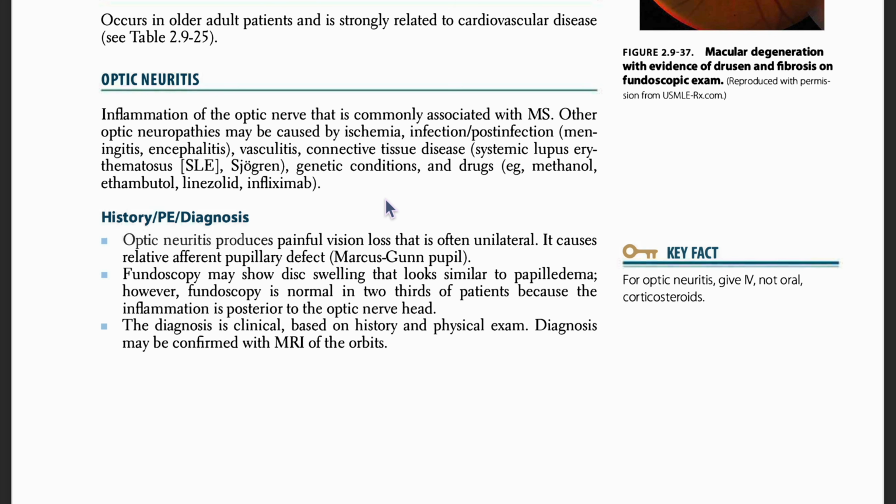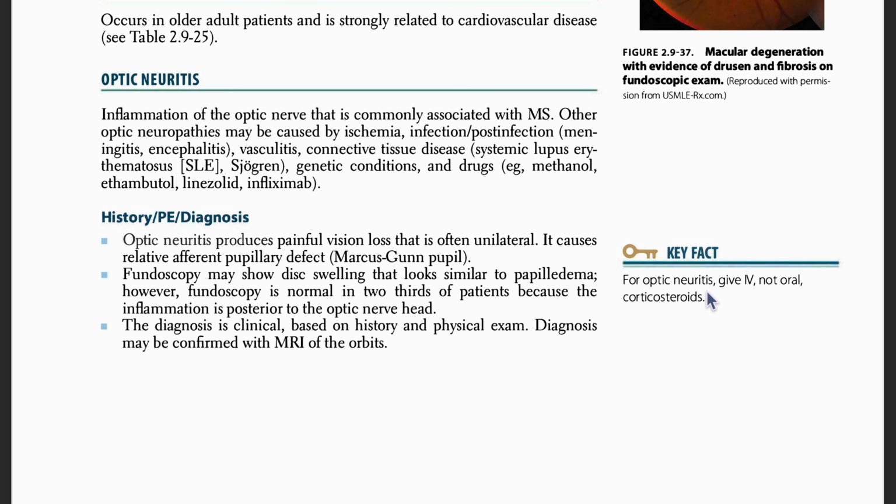Okay, so optic neuritis is an optic nerve inflammation associated with multiple sclerosis. Other optic neuropathies may be caused by ischemia, infection, post-infection like meningitis or encephalitis, vasculitis, all those conditions. And drugs including methanol, ethambutol, linezolid, and infliximab.